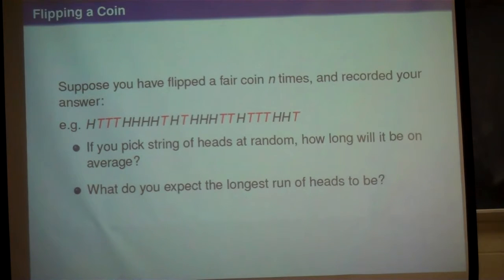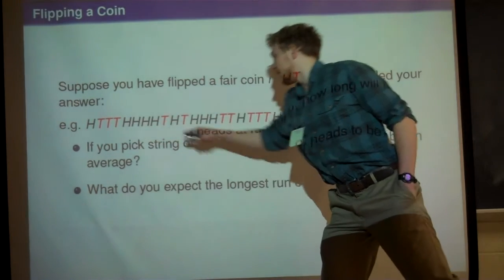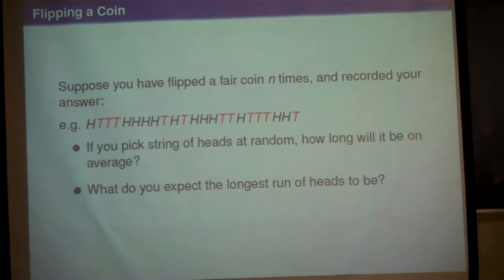So let's suppose that we're playing a game where we just flip a coin a couple of times. Say I flipped it n times and I've recorded my answer. And given that, I would like to ask two questions. The first question is, if I pick a string of heads at random from this random sequence of heads and tails that I've written down, for instance this string of heads here or a string of heads there, how long will it be?